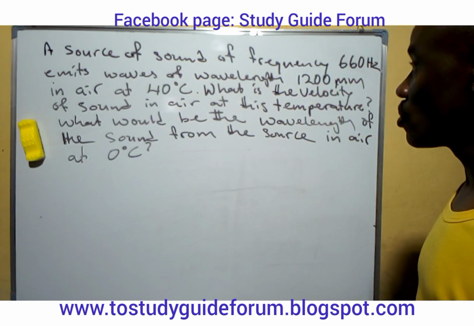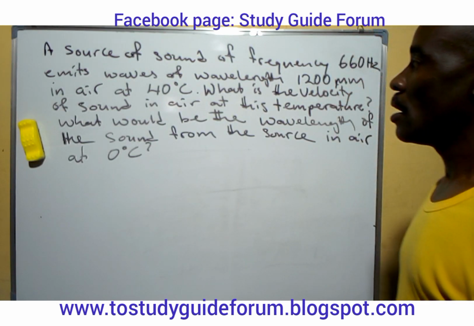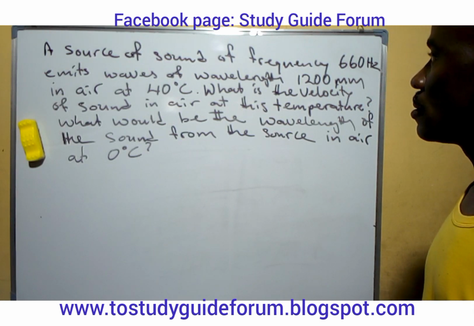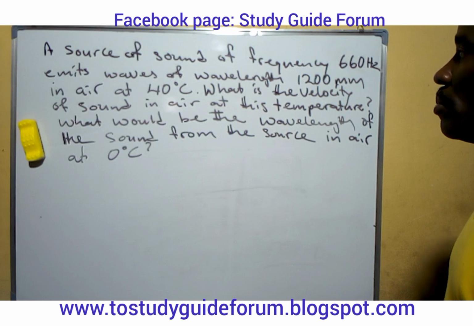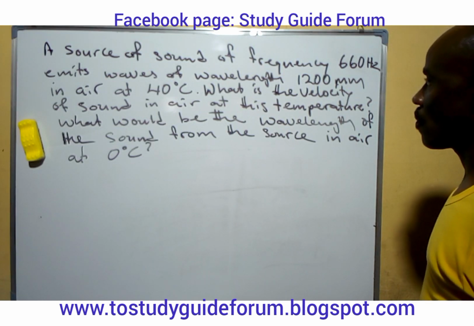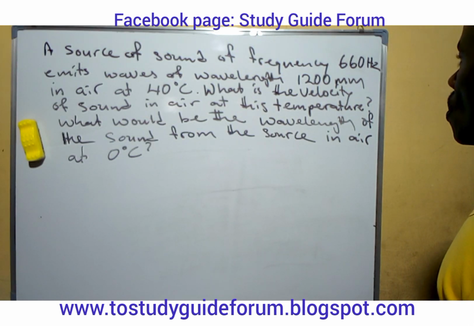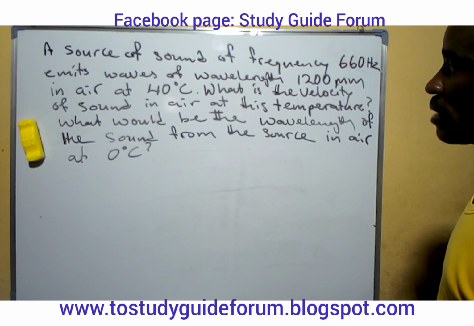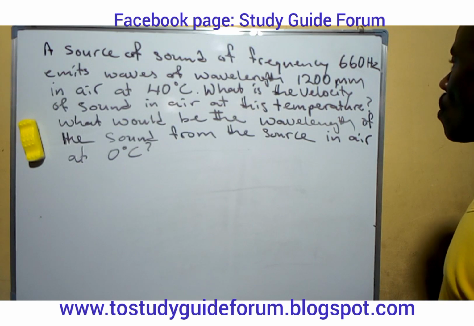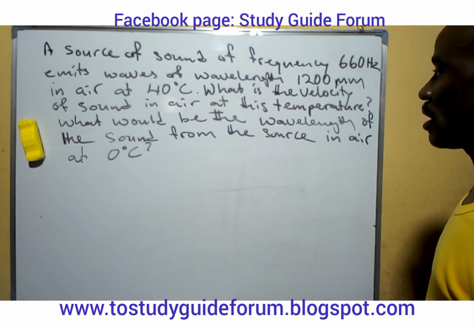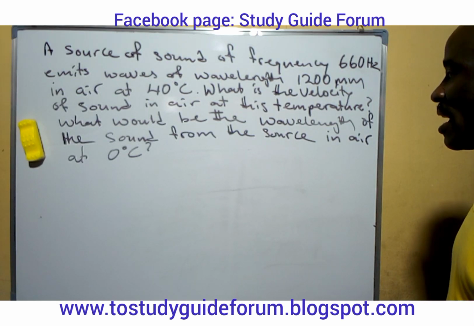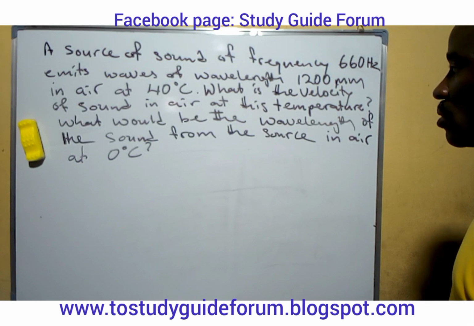Here we're going to look at a question that says: the source of sound of frequency 660 hertz emits a wave of wavelength 1200 millimeter in air at 40 degrees Celsius. What is the velocity of the sound in air at this temperature? And what will be the wavelength of the sound from the source in air at 0 degrees Celsius?